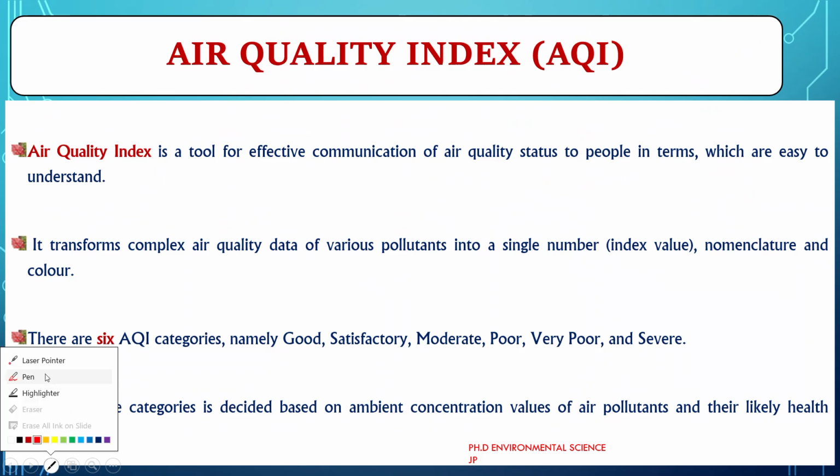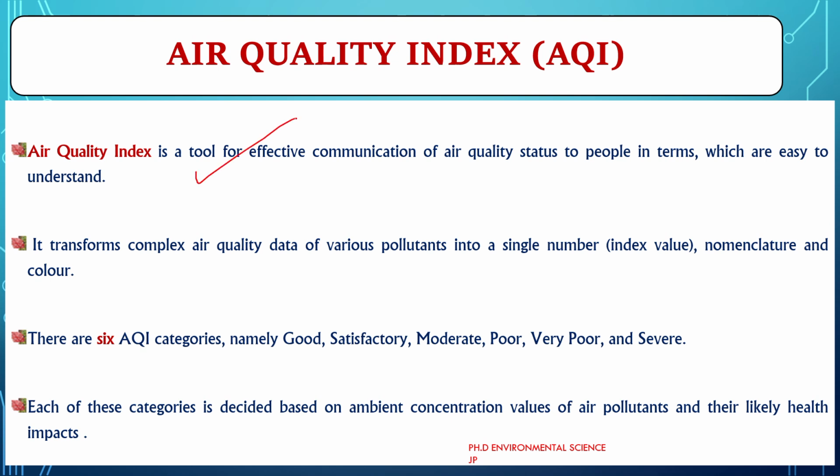Air Quality Index. Now, it is a tool which is designed to effectively communicate the status of air quality to the public in a simple and easily understandable format. It converts complex air quality data involving multiple pollutants into a single, easy to understand number, along with a nomenclature and a color code. By summarizing the data into a single index value, the AQI makes it easier for people to understand the current air quality and the potential health impacts associated with it.